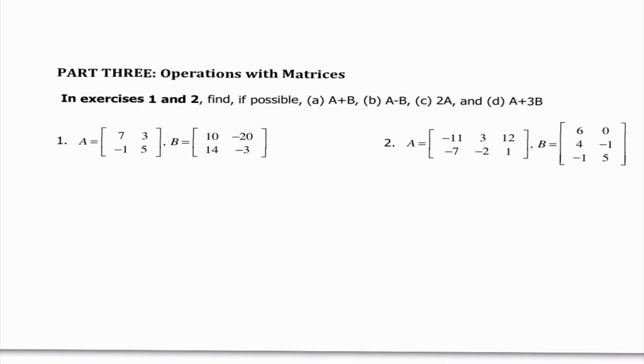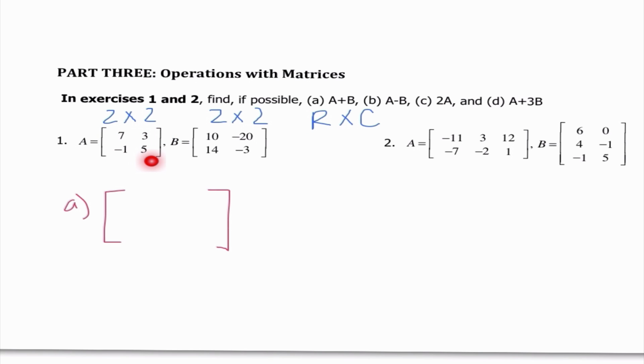So now we're looking at operations with matrices, and we're going to focus on number 1 here. The first thing it says to do is A plus B. Okay, so I'm going to go ahead and do that. First of all, we know in order to add matrices, we need to have the same dimensions. This matrix is a 2 by 2. This one is also a 2 by 2. Remember, it is always row by column. So we have 2 rows, 2 columns.